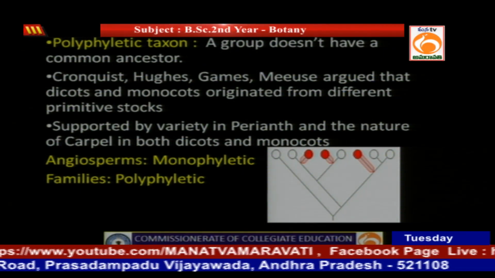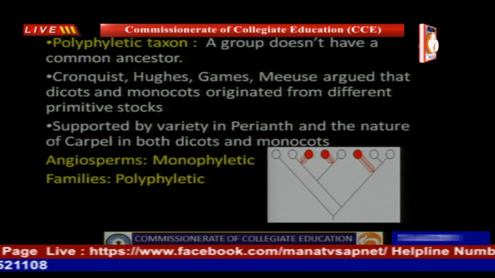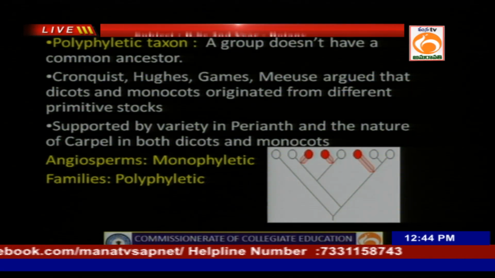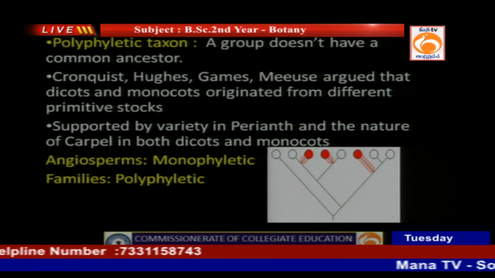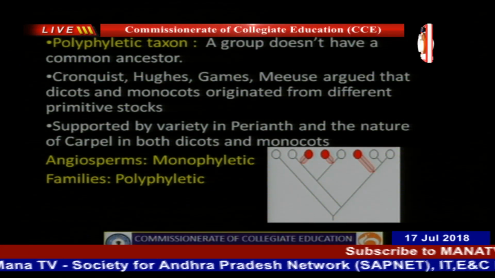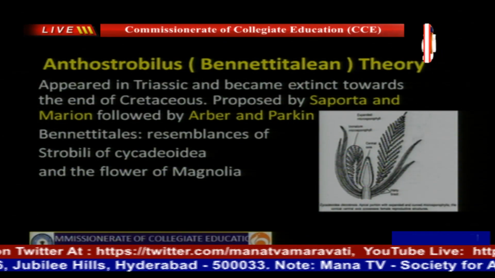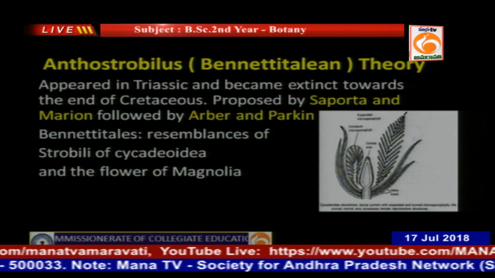But based upon fossil study, the paleontologists believe that the angiosperms as a group originated in a monophyletic manner, but the families or groups of families originated in a polyphyletic manner. So, as a group, angiosperms have a monophyletic origin; as groups, the families are polyphyletic in origin. But there are various theories explaining the origin and evolution of the angiosperms: the Bennettitalean theory, the Isoetes monocotyledon theory, the Coniferales theory, and the Gnetalean theory.